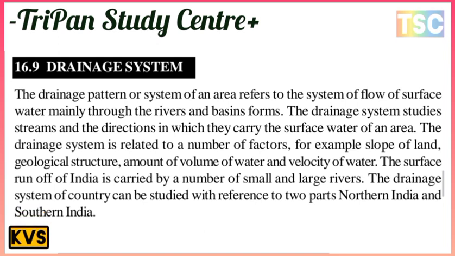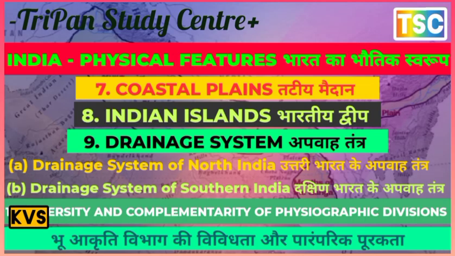The drainage system is related to a number of factors, for example, the slope of land, geological structure, the volume of water, and the velocity of the water. The surface runoff in India is carried by a number of small and large rivers. The drainage system of the country can be studied with reference to two parts: northern India and southern India. There is an important point here.